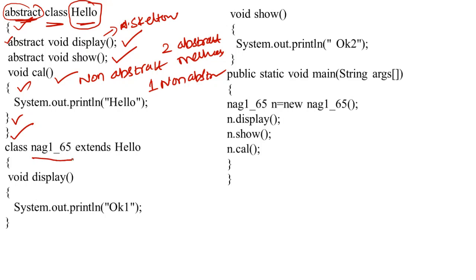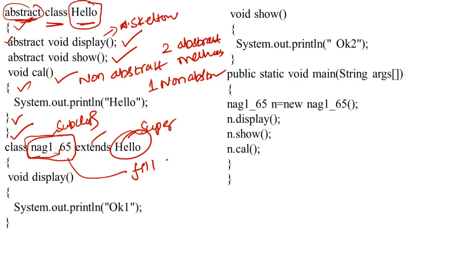Just say class space class name nog_65. This is my subclass. This extends my superclass. My superclass is hello. What is the duty of the subclass? It has to fill the gaps. It must fill the implementation gaps. It must fill the skeleton. It must provide the body. To whom will it provide a body? It has to provide a body to the abstract methods which are defined in my superclass hello.